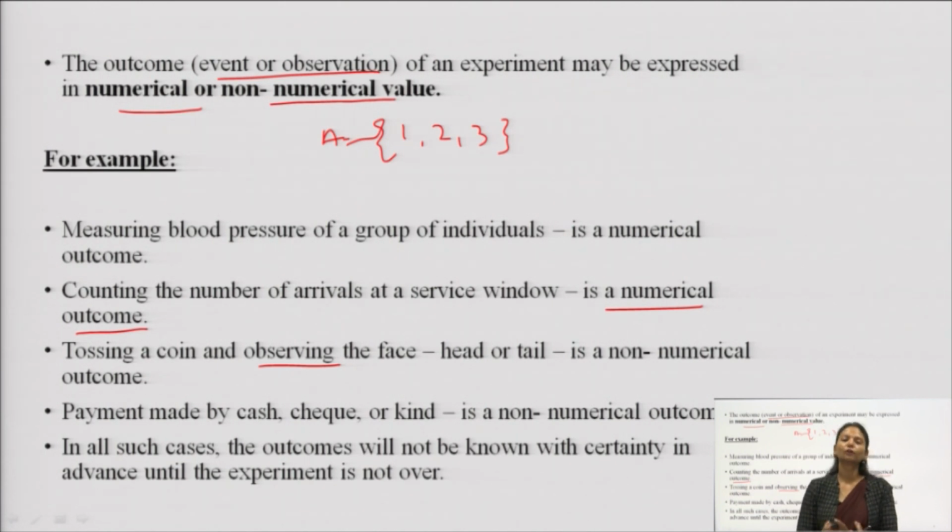So, when we are talking about how many, how many gives you a number, whereas when we are talking about observation, then it is non-numerical data. In all such cases, the outcome will not be known with certainty in advance until the experiment is complete. So, we have to complete the experiment first, and then we can finalize the result.